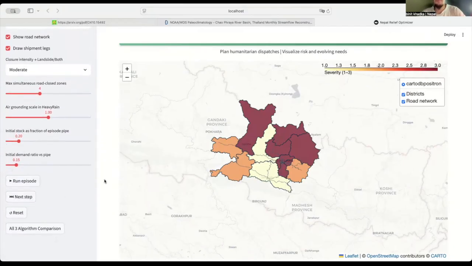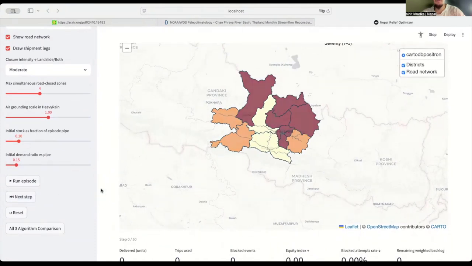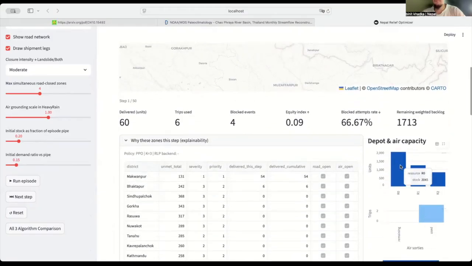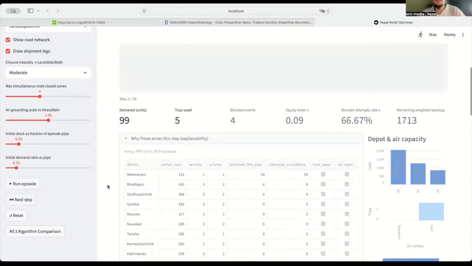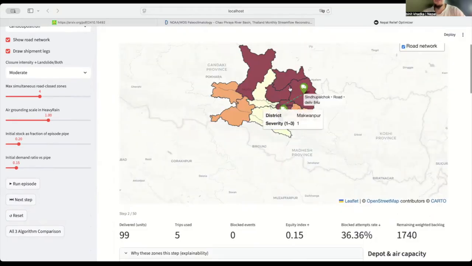If we click next step, you can see the agent dispatching the goods to each zone. The blue means it's being sent through air, and the green one means it is being sent through the road. We have the depot and the inventory sizes, which I've set very low purposefully. At each time step, as you can see, the goods are being sent, and the severity is getting lower and lower.